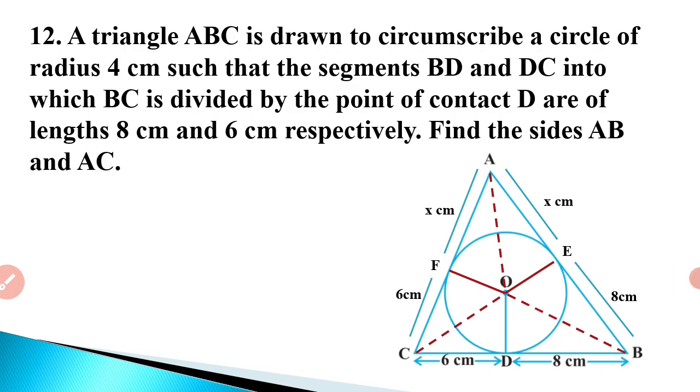Question number 12. A triangle ABC is drawn to circumscribe a circle of radius 4 cm such that the segments BD and DC, into which BC is divided by the point of contact D, are of the lengths 8 cm and 6 cm respectively. Find the sides AB and AC. So here ABC is a triangle. BC, AB and AC are the tangents.